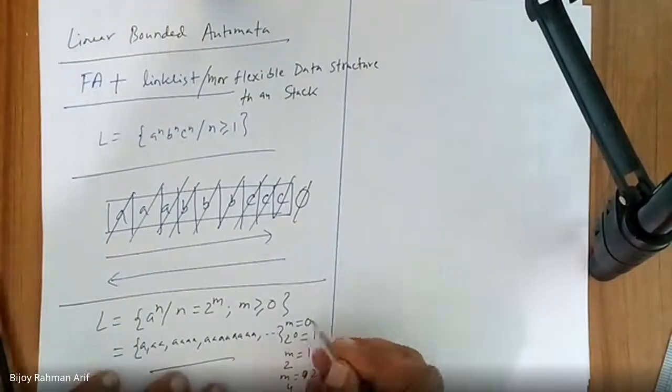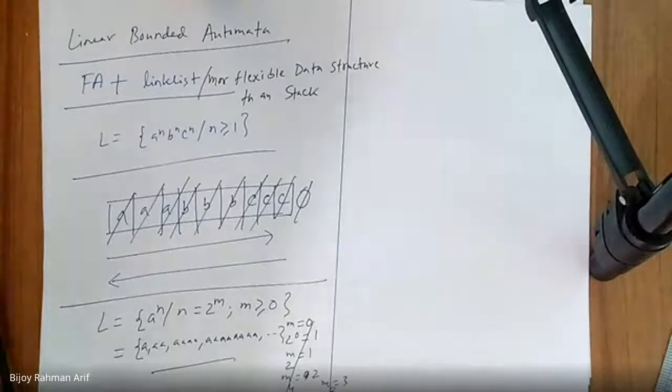You cannot find any finite automata. Forget about finite automata. Forget about push down automata. Forget about linear bounded automata. You have to come up with a more strong data structure, a more strong machine. So what is that machine? That is called Turing machine.